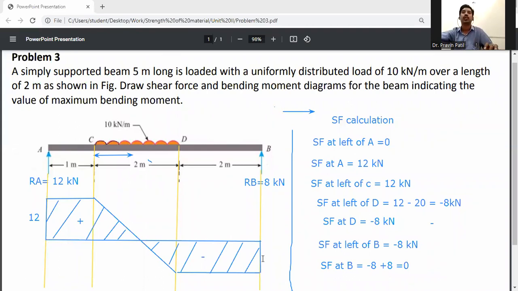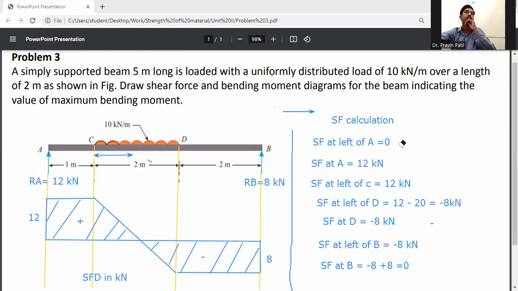This distance is 8 kilometer, and this one is also 8. So this one is the SFD, shear force diagram, in kilonewton. So now BM calculation.